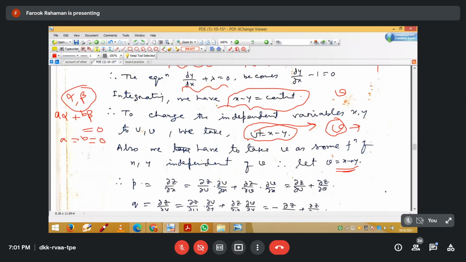Now in this case, we have to check whether u and v are independent. How to check? If you just check a into x minus y plus b into x plus y equal to 0, one can see that (a plus b) into x plus (b minus a) into y equal to 0.